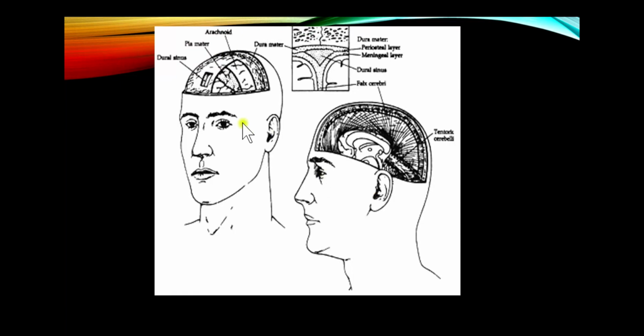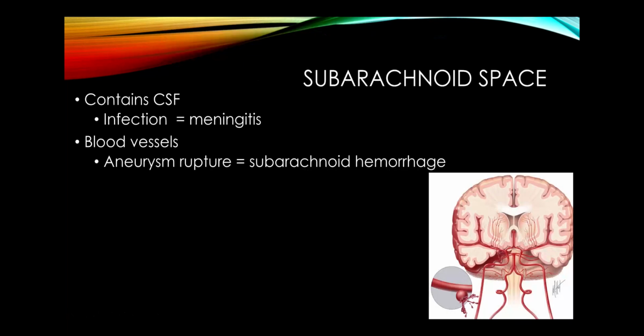Okay, so just an older drawing here showing you the pia, again tightly adherent to the brain, and then the arachnoid, and then we have the outer dura. So coming back to the subarachnoid space, I mentioned that if a blood vessel sitting on the pia ruptures, it's going to go into the subarachnoid space, and that is known as a subarachnoid hemorrhage.